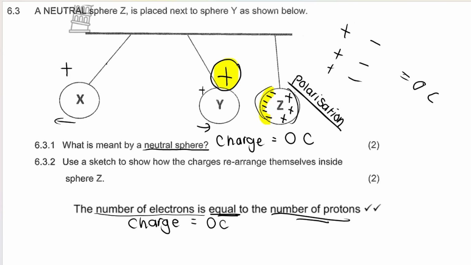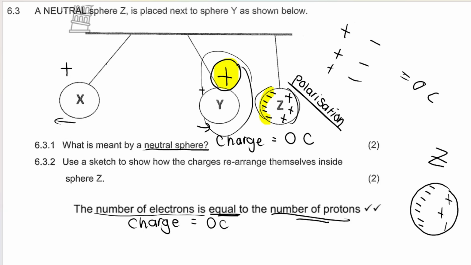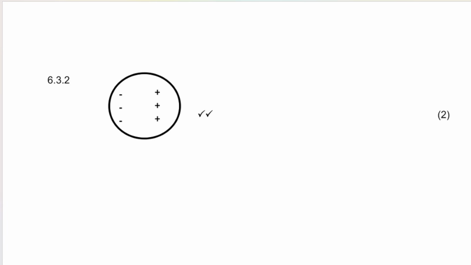But they didn't ask me what the phenomenon is called. They asked me to draw a sketch to show how the charges rearrange themselves inside Z. So what you'll do is, this is Z, just label it as Z. You'll show that the electrons move towards one side of Z, the side closest to Y, because Y is positive, and the other side will be more positive. I just want to make it clear that it doesn't mean this left-hand side has no positives. There will be some positives, but it has more electrons. So this is exactly what the memo looks like, and they give 2 marks for that.